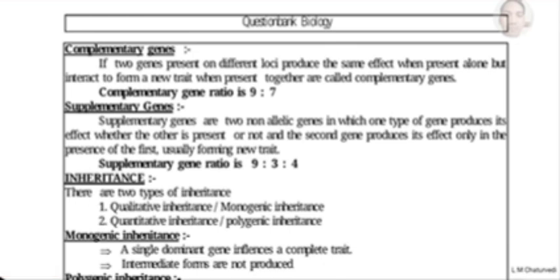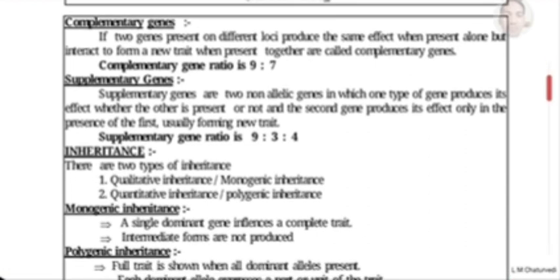When two genes are present at different loci and the same effect can be produced by these genes, it is called complementary effect. For example, the genetic ratio 9:7 can be formed by complementary genes. Supplementary gene can change the genetic ratio because supplementary genes are non-allelic genes, and each gene can produce its own effect.